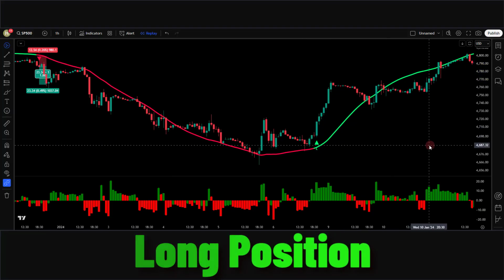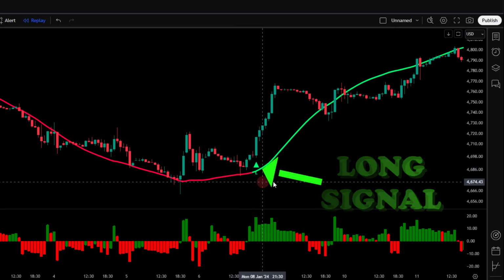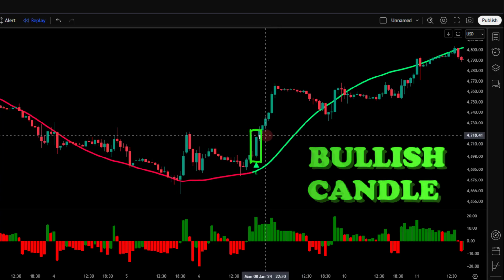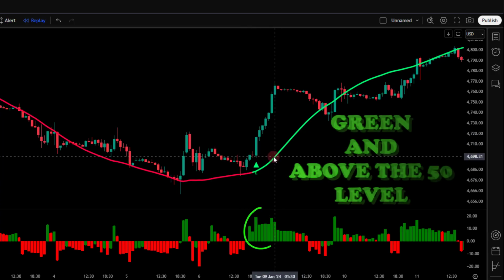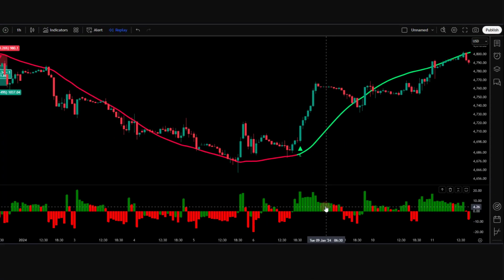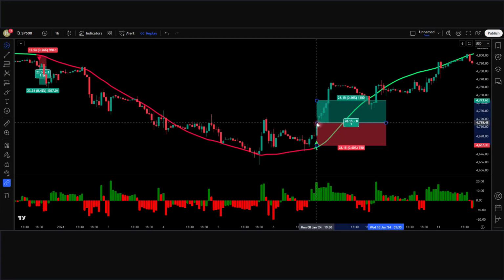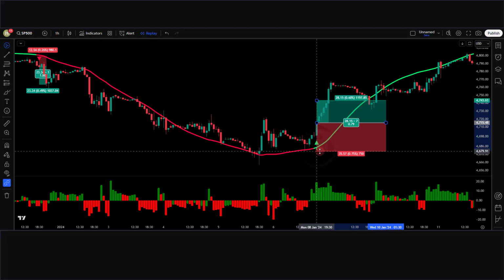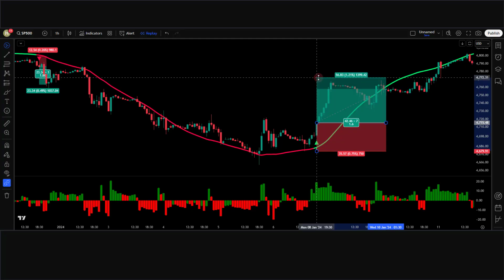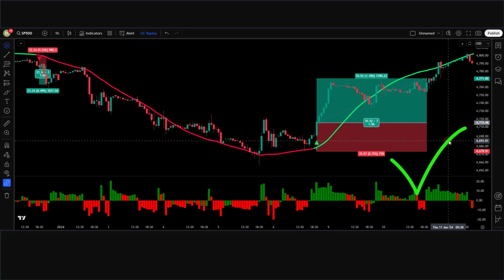Now let us understand the long position. When the ATR-HEMA indicator has given us long signals, when the market has formed a bullish candle, and when the columns of SuperTrend Oscillator V3 indicator turn green and above the 50 level. If this condition is fulfilled, then we will place a buy order. Our stop loss will be placed at the current market's lower level, and the risk to reward ratio will be 1:1.5. The market has completely hit the target.